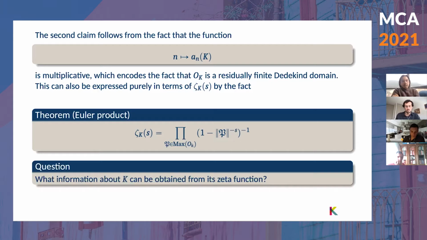Now, the interesting question is: what information can be obtained from the Dedekind zeta function of a number field? Besides being a nice tool in arithmetic, can we tell anything very rich about the number field? Maybe you can have the whole information about your number field just in terms of the zeta function.